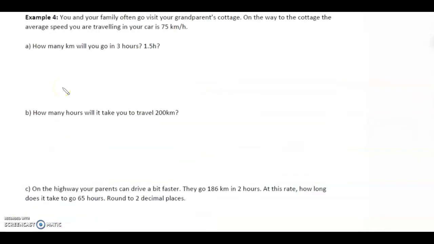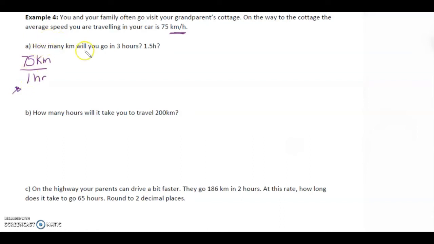Okay, example 4. You and your family often go visit your grandparents' cottage. On the way to the cottage, the average speed you were traveling in your car is 75 kilometers per hour. Okay, so now we're looking at these units. So 75 kilometers per hour can also be written as 75 kilometers over 1 hour. So that's called a unit rate when we're over 1 unit.